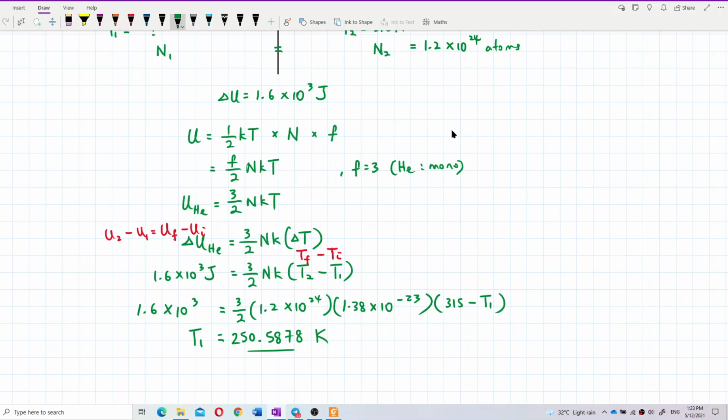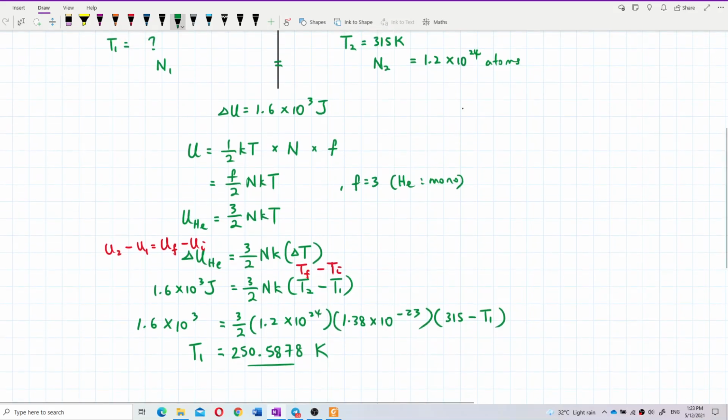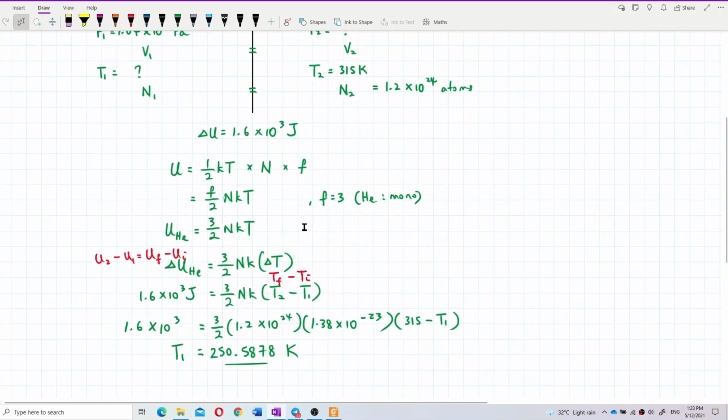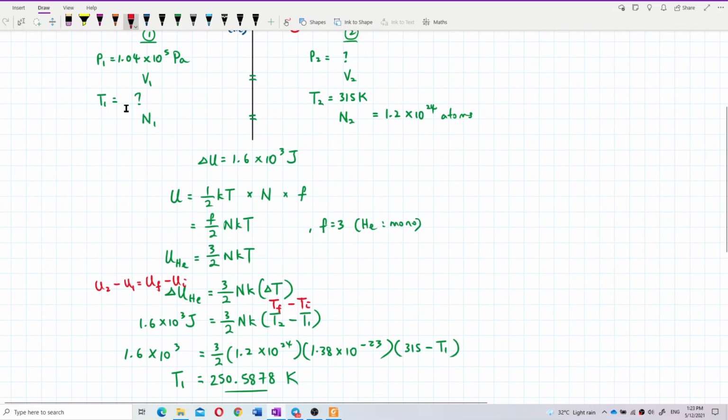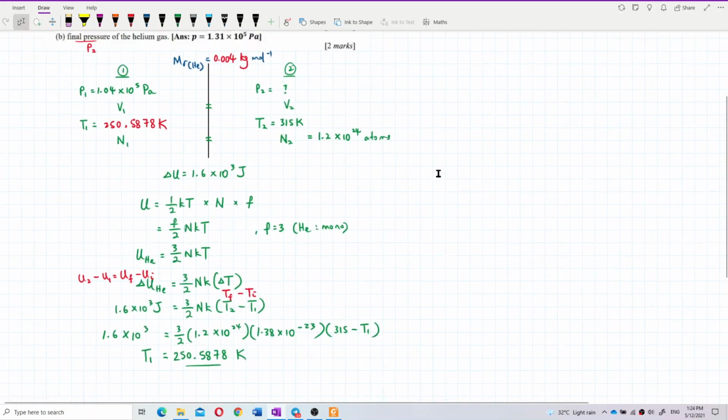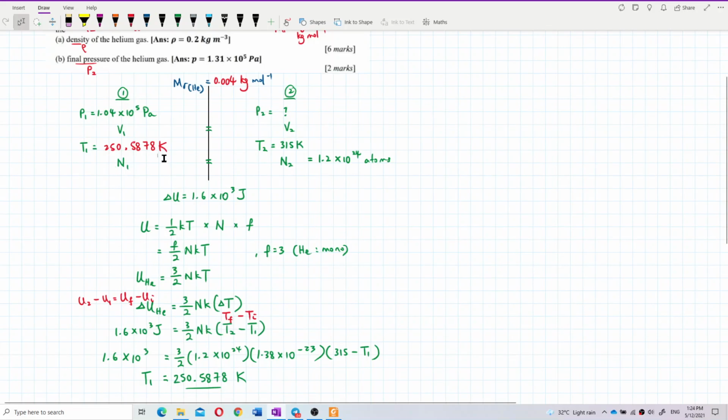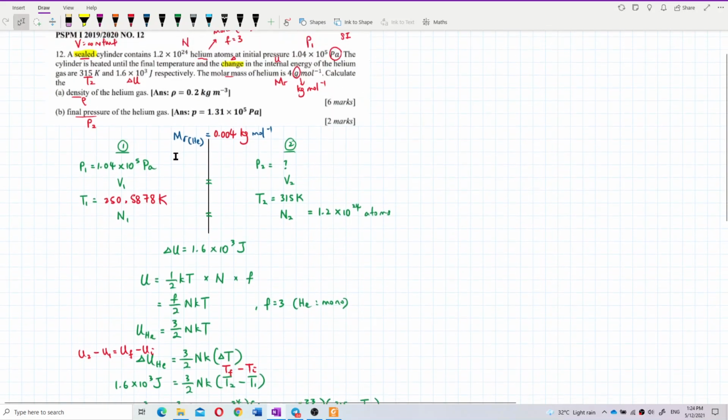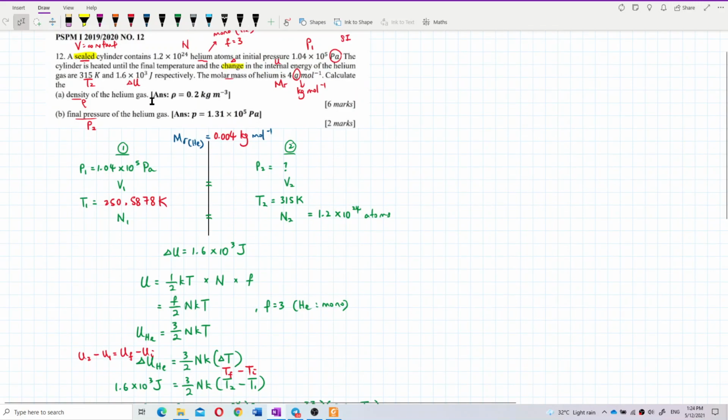Okay. Write that down. Once you have new information, write that down in your table, because it will help you. So I got the temperature one here, 250.5878 Kelvin. I got that already, right? So what's next? I need to find the pressure of helium gas.